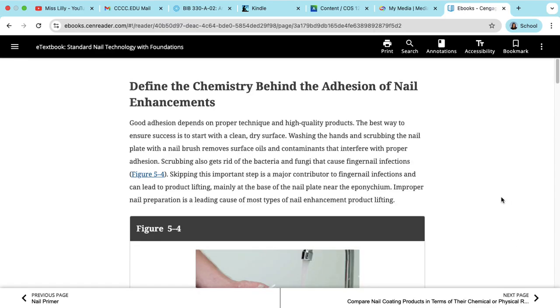Define the chemistry behind the adhesion of the nail enhancements. Good adhesion depends on proper technique and high quality products. The best way to ensure success is to start with a clean, dry surface, washing the hands and scrubbing the nail plate with a nail brush. Remove surface oils and contaminants that interfere with proper adhesion.